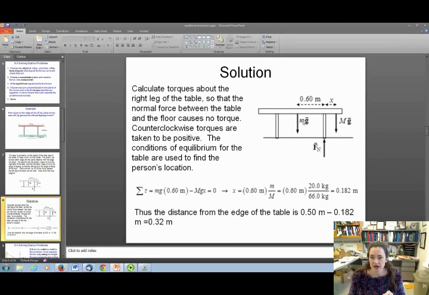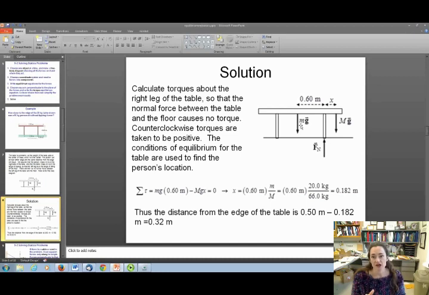Now, the torque from the mass of the table, that would be counterclockwise. That would want to rotate the table this way, okay? So that would make the table stay down. Whereas the person sitting on the edge of the table, that's a clockwise torque. It has a tendency to tip the table up, okay? And so that will be a negative torque.